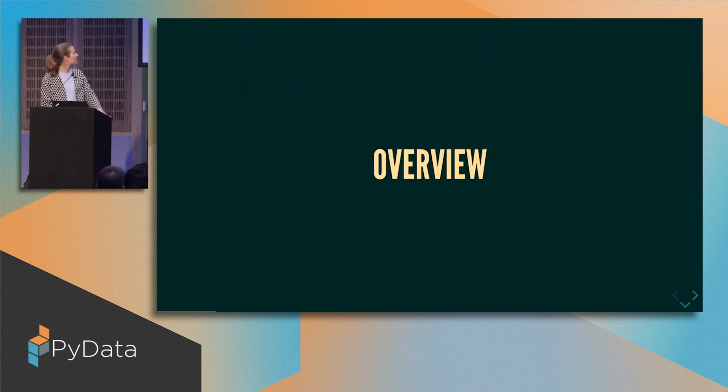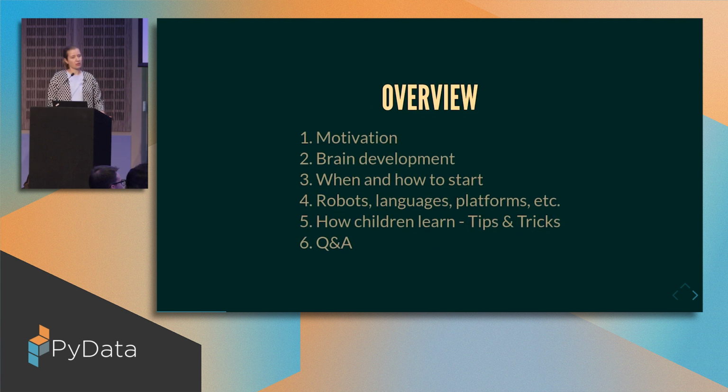Regarding the overview, we will start with the motivation for the presentation. Then we will look into brain development for the different age ranges, so that you get a better understanding of what a child can really do at a certain age. And then I want to talk about when and how to start at specific age ranges. And afterwards, I will present a few concrete tools like robots, devices, languages, platforms that you can use for the different ages to get started with. And in the end, I want to talk a bit about how children learn and how you can support them in their learning process. And then we will have a Q&A.